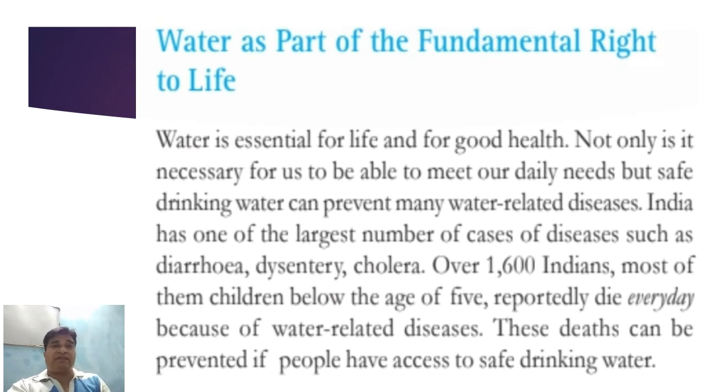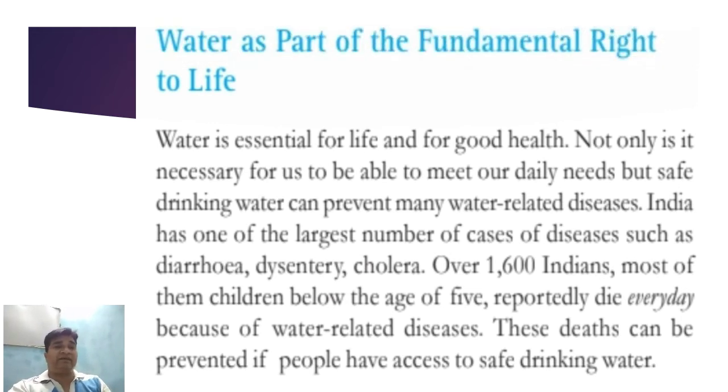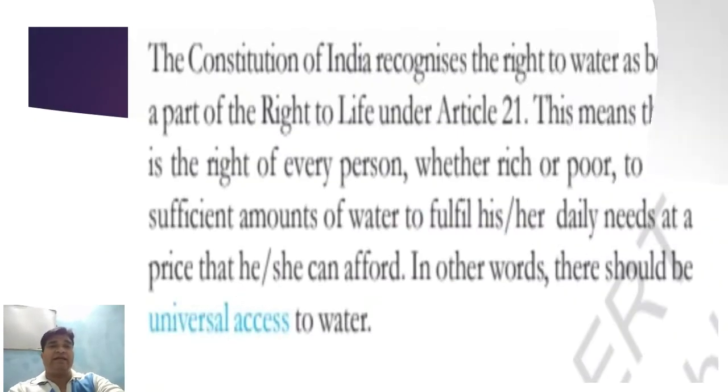So the next heading is water as part of the fundamental right to life. According to Article 21, the right to life, water is declared as a necessity, and every person should be given safe water for drinking. There are so many diseases which occur because of drinking dirty water, like diarrhea, dysentery, cholera, etc. And about 1600 Indians, most of them children below the age of 5, suffer from this type of disease, waterborne diseases.